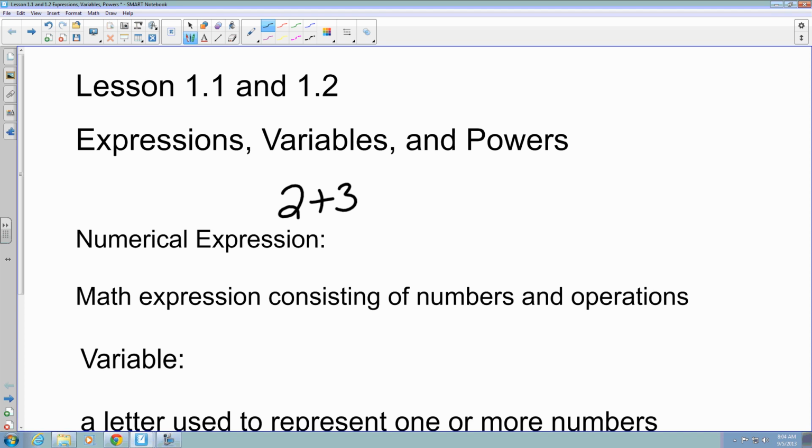Another thing to keep in mind about the word expression is, in more simplistic terms, it's a math problem without an equal sign.